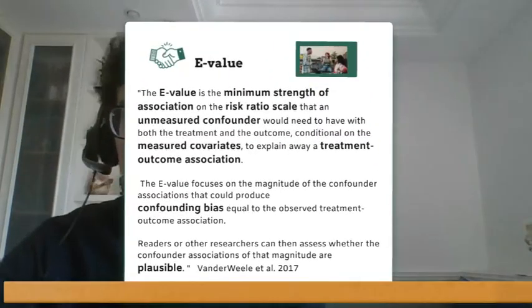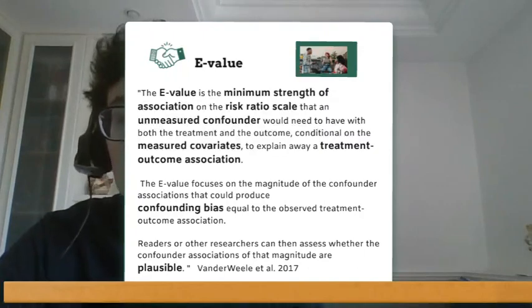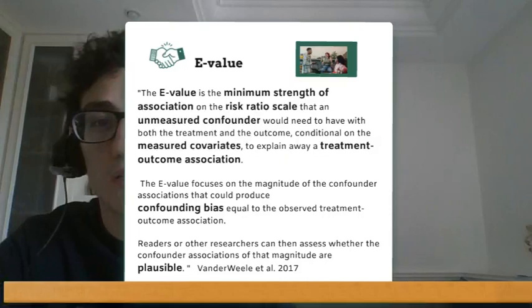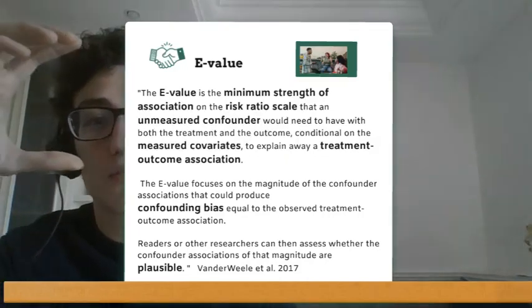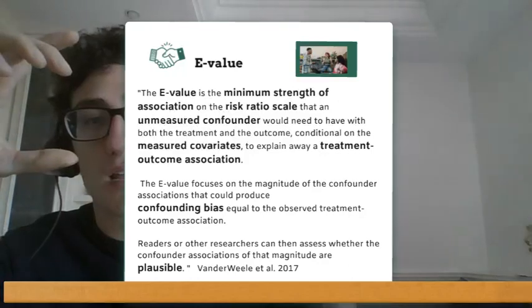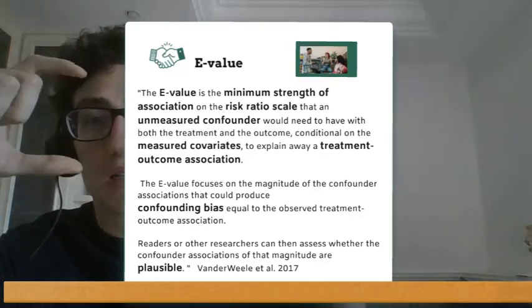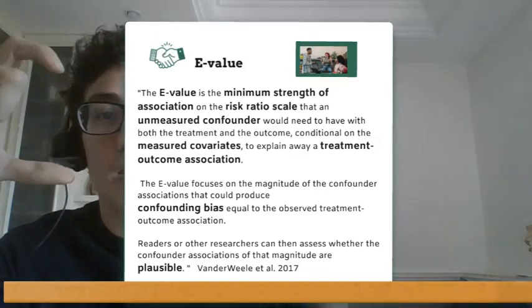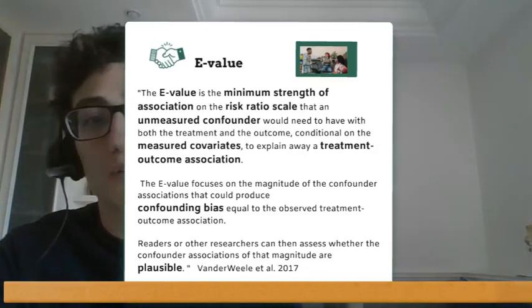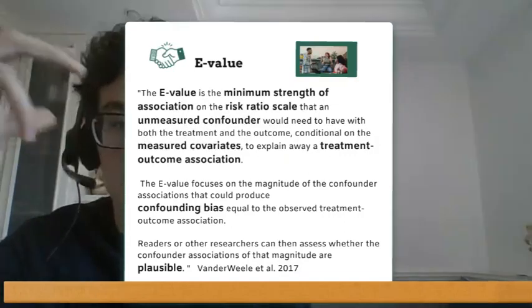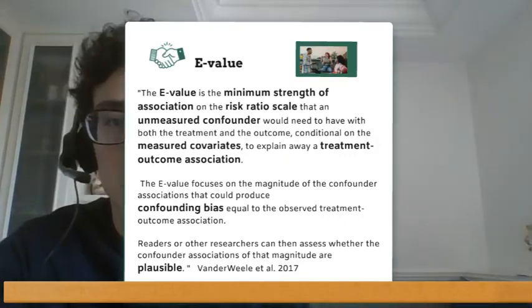The E-value is a way to calculate the minimum strength of the association between the risk ratio and the unmeasured confounder that would be needed to cancel the association that you saw between treatment and outcome, or exposure and outcome.